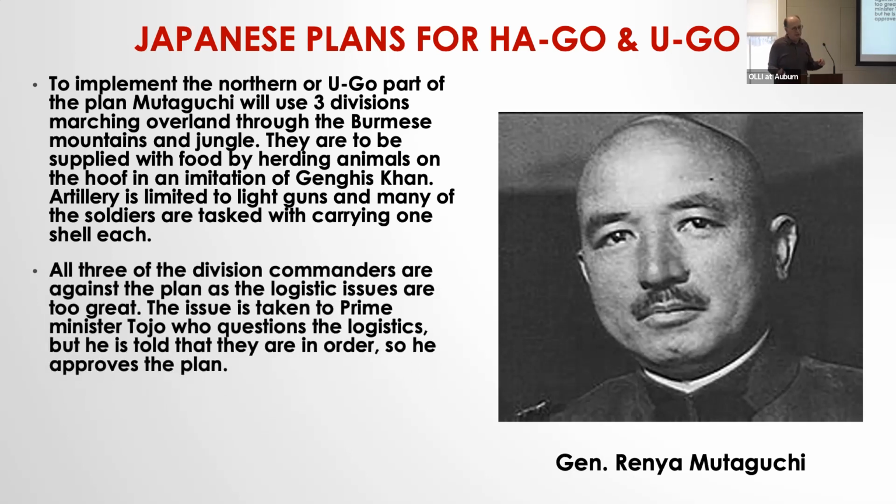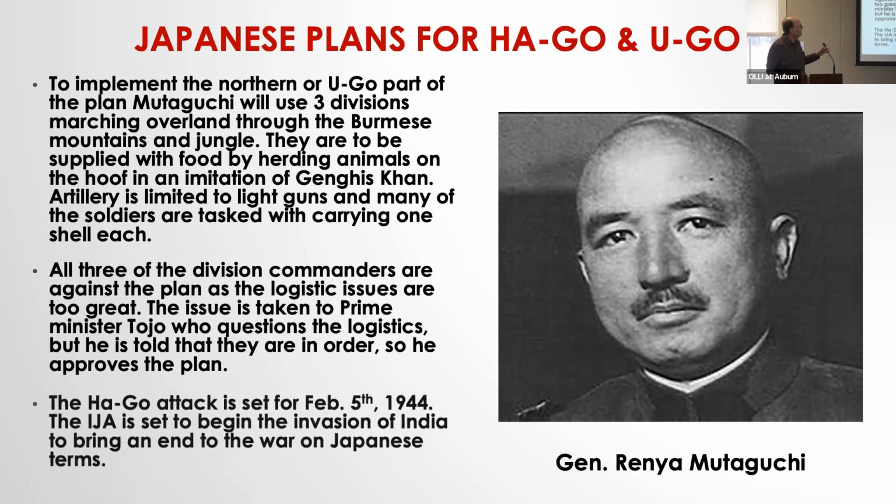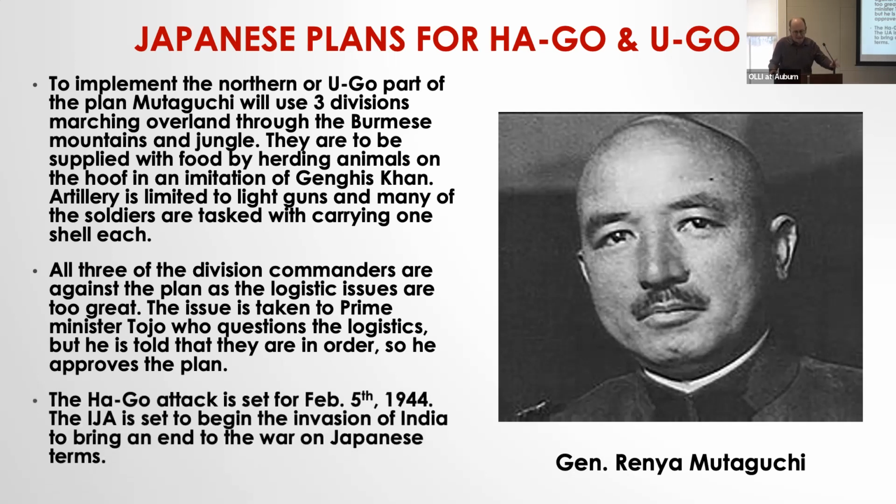Well, the three division commanders are like, this isn't a really good plan. And basically, Mutaguchi's superiors are saying, this is pretty questionable. Well, Mutaguchi is going to have to get the permission from Premier Tojo in Tokyo. And he sends an officer to go see Tojo. He needs that so they can approve this plan, because basically a lot of people are not in favor of this.